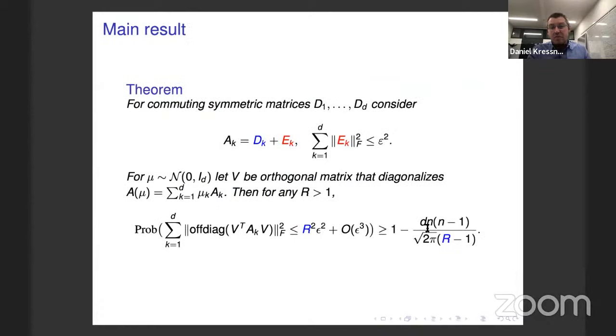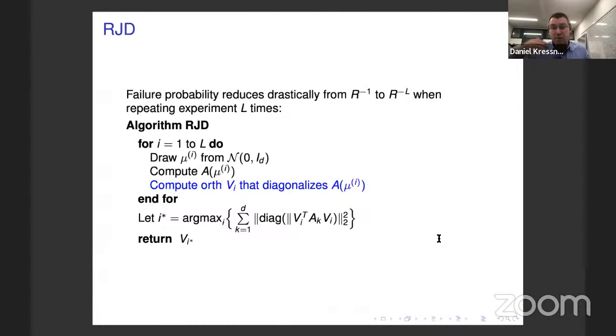And you may not like it, so if you choose R equal to 10, and you just get a success probability of 0.9, you may say, well, 0.9 is not really what I would consider a robust method. But it's easy to decrease the failure probability rapidly by just repeating the experiment. In terms of using one random linear combination, you choose capital L random linear combinations, and the failure probability reduces from R to the minus 1 to R to the minus L, times some constant, of course. And that would be kind of the basic algorithm.